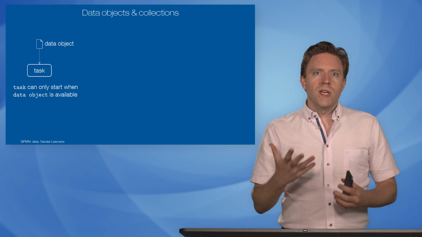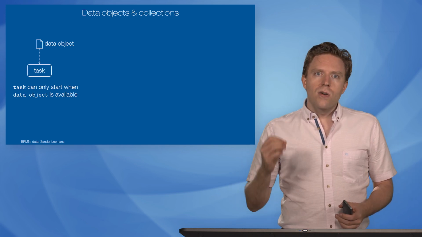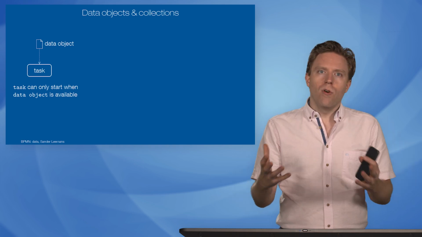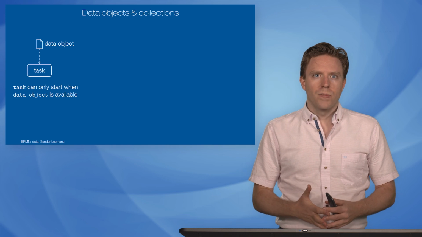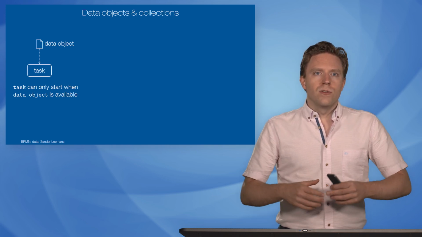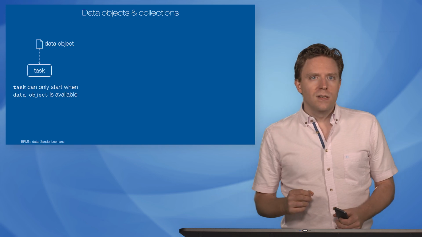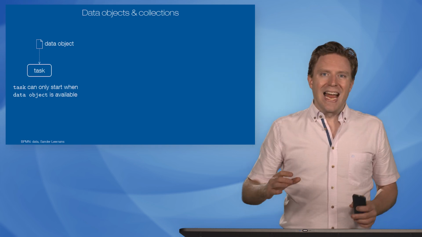For data objects and collections, how can we use them? Or what do they add? What do they mean from the model side of things? If you have a dotted line from a data object to a task, that dotted line is called an association.